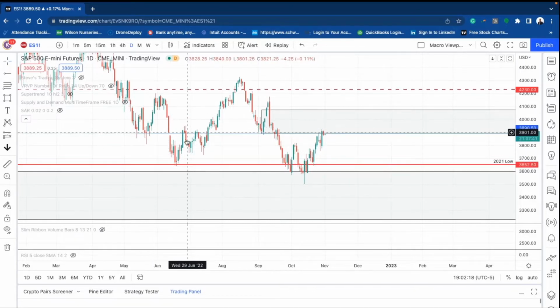Test, deviation, rejection, another test, rejection, another test, created demand and broke through, which was eventually retested actually in September when we got some of the inflation news, and I think we beat by a little bit, and then price jumped up. So that's kind of one of the ways that you could trade this.